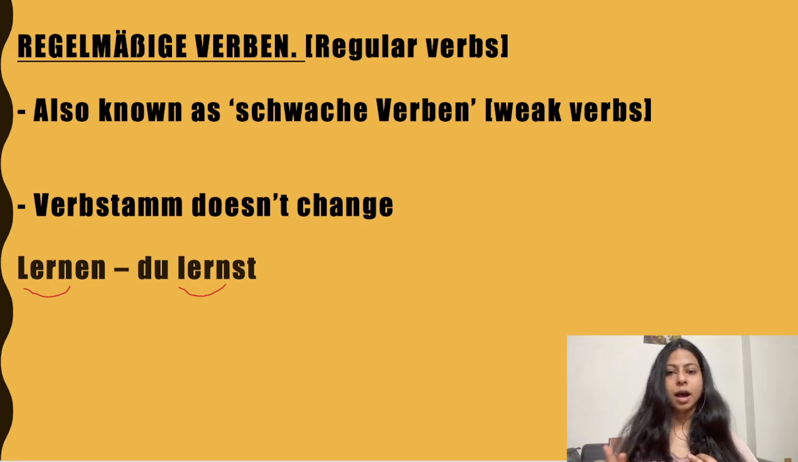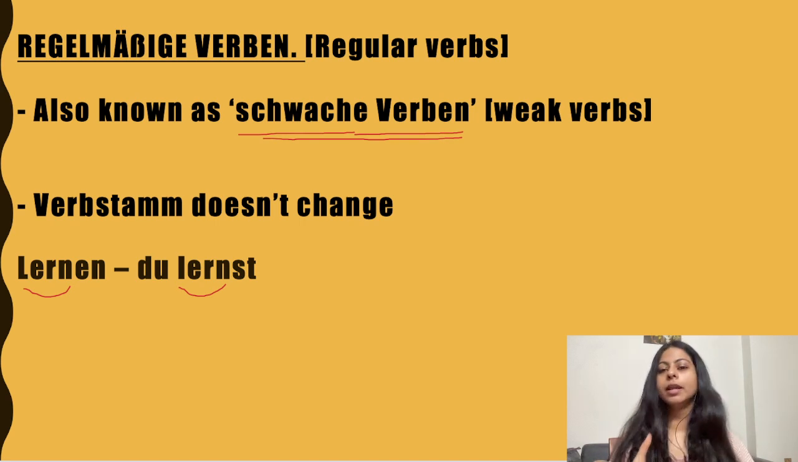Now, what are regelmäßige Verben? What are regular verbs? They are also known as schwache Verben. Schwach means weak, so they are also called weak verbs. Now, how do we differentiate between regular and irregular verbs? Regular verbs are called weak verbs, and the verb stem doesn't change in regular verbs. So when we conjugate this verb, we keep the verb stem as it is.